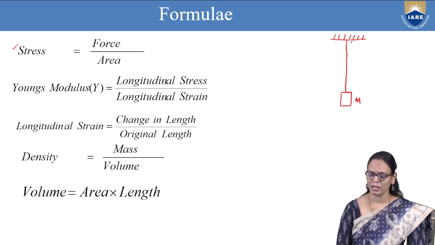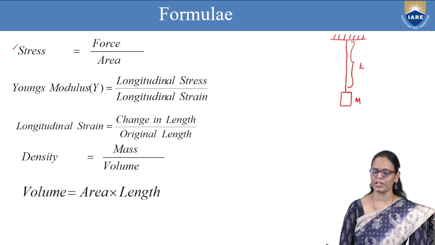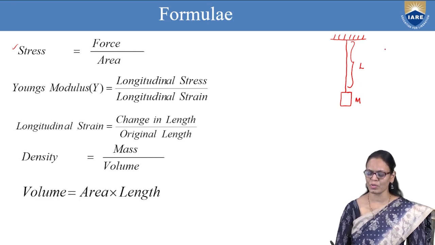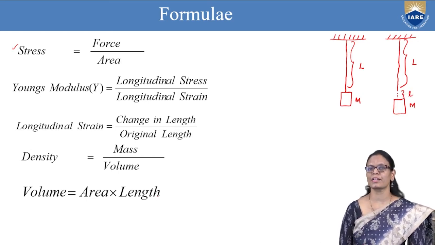Now, let L be the length of the string. Because of this mass, there may be some elongation in the wire. So, let the elongation be small l. I can write this is before elongation, and after elongation, let this be the small elongation in the wire due to the mass m. So, this is our original length L and this is the extension or the elongation l.